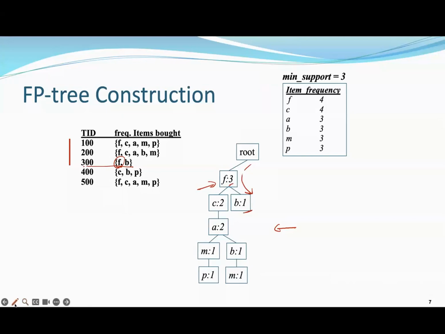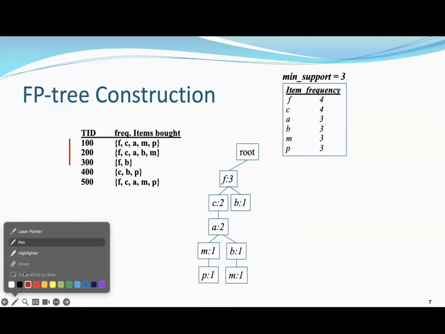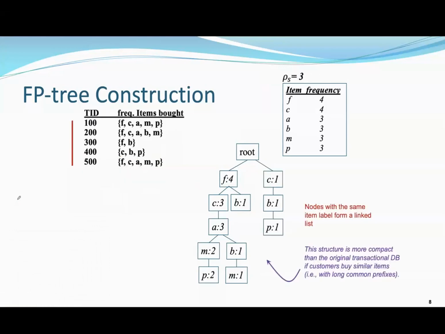So after you process all of the transactions in the data set, eventually you get this tree. Intuitively, you understand how this tree is built. Now, after this tree is built, we have to do one additional step. Let's take a look at all of the nodes that have the same item label. We want to form a linked list or chain among them.